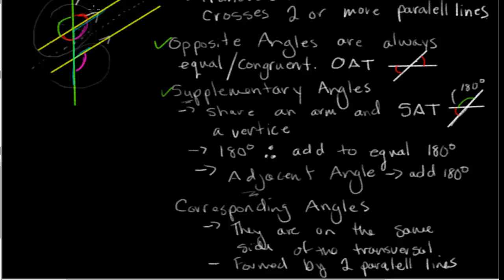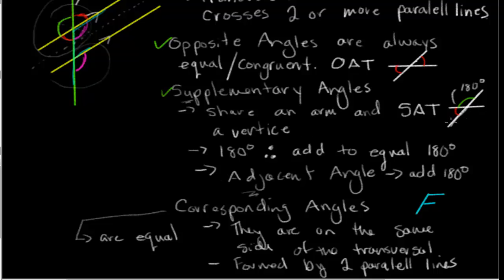Okay, these make what we know as an F pattern. So they form an F. And corresponding angles, I'm just going to add this note over here because I'm out of room on my canvas. All right, so these angles are equal. Okay, makes sense?